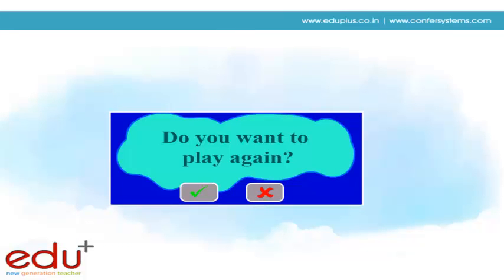After finishing the game, one message box is shown. That is, do you want to play again? Friends, if you want to play again, then click the correct button. Otherwise, if you do not want to play again, then click the exit button. Right now, we exit the game.